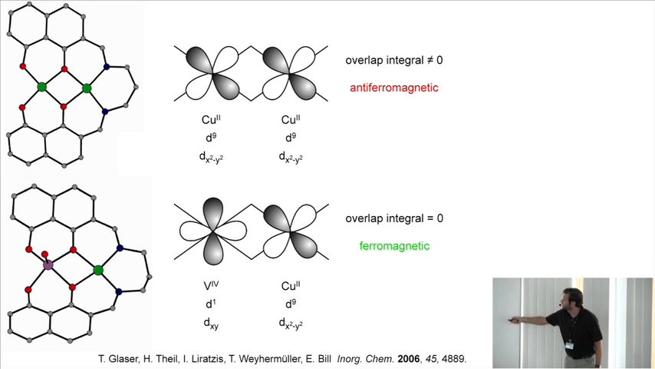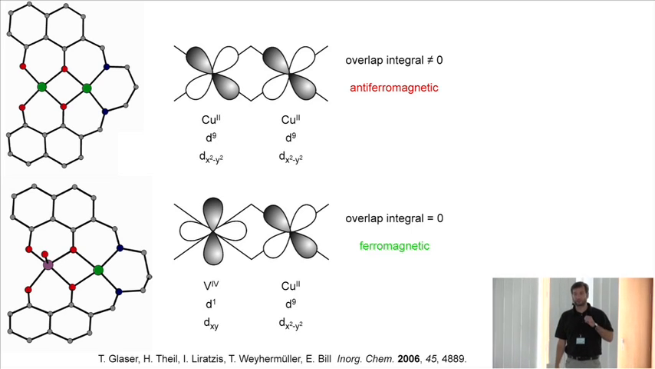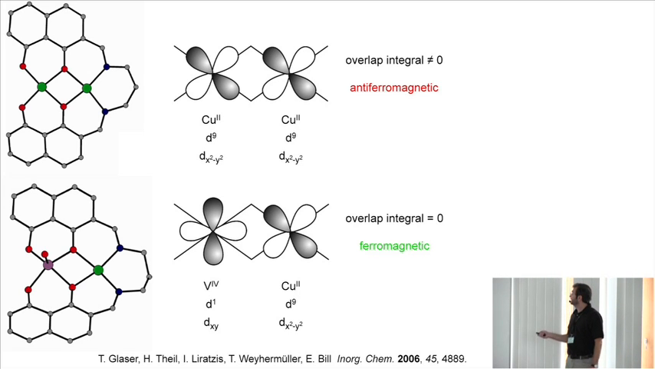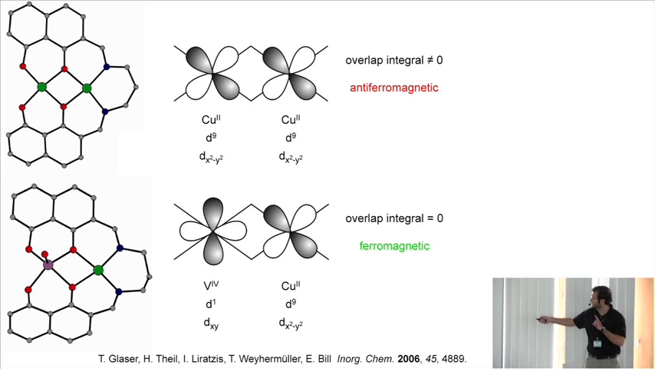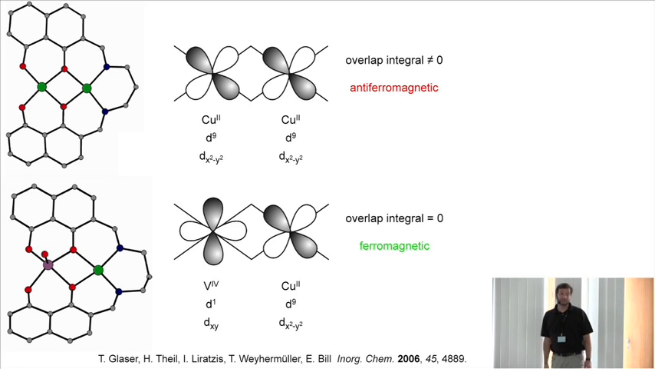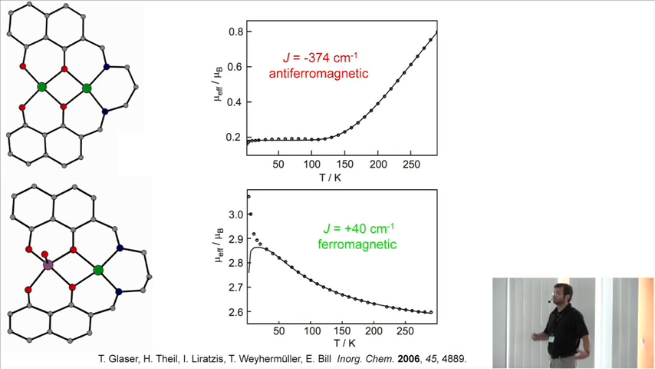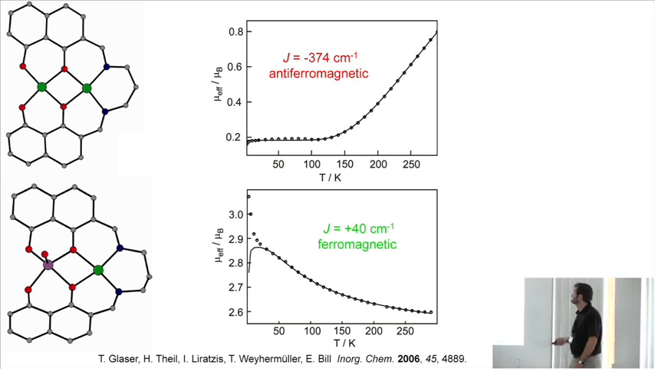This is this one. And you see, these two orbitals are orthogonal. And they are always orthogonal, irrespective of the angle. That means we can say the overlap integral is always 0, not the spin. Yeah, this is the overlap integral. And therefore, the coupling should be ferromagnetic. So that was the thinking, and now go to the measurement.